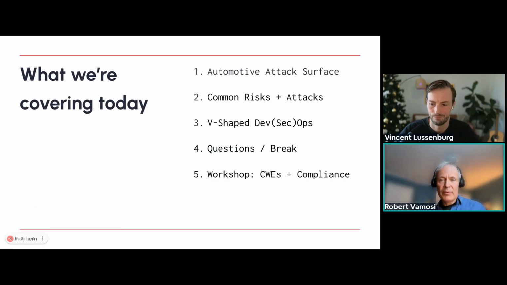What we're going to be covering today is the automotive attack surface. We're going to talk about some common risks and some common attacks on that surface. And we're going to talk about the V-shaped DevSecOps. We're going to break at that point for some questions if you have, and then dive into the workshop itself, where we're going to talk about CWEs and achieving compliance.